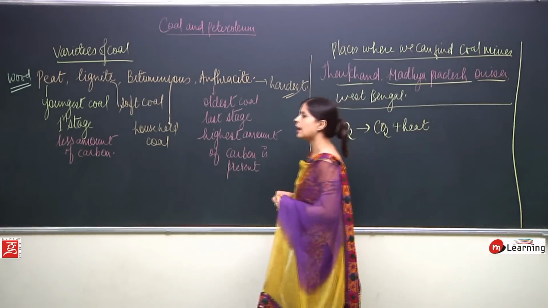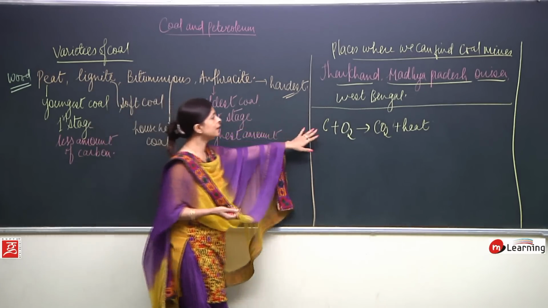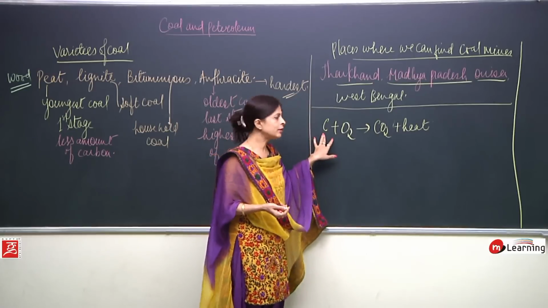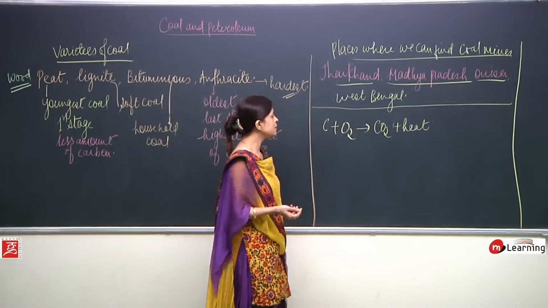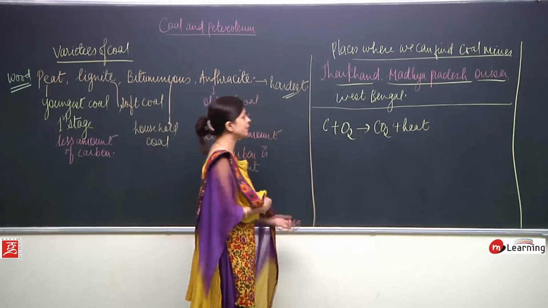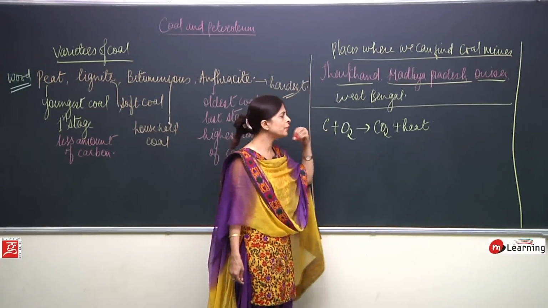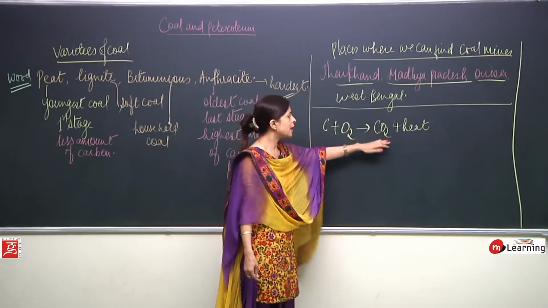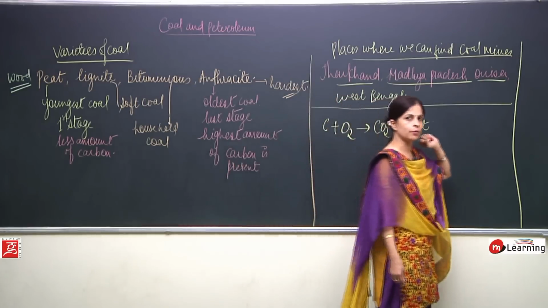Carbon is present in the coal. Coal is burning, so I can write C, carbon is burning. Burning means what? It is reacting with oxygen. When carbon reacts with oxygen, this is very basic, we all know, carbon dioxide gas is formed, and along with that a lot of heat is formed.